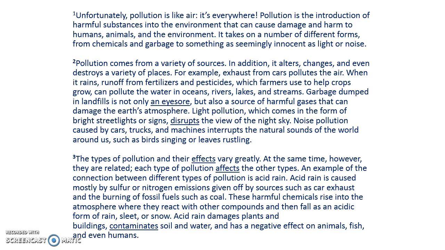The types of pollution and their effects vary greatly. At the same time, however, they are related. Each type of pollution affects the other types. An example of the connection between different types of pollution is acid rain. Acid rain is caused mostly by sulfur and nitrogen emissions given off by sources such as car exhaust and the burning of fossil fuels such as coal. These harmful chemicals rise into the atmosphere where they react with other compounds and then fall as an acidic form of rain, sleet, or snow. Acid rain damages plants and buildings, contaminates soil and water, and has a negative effect on animals, fish, and even humans.